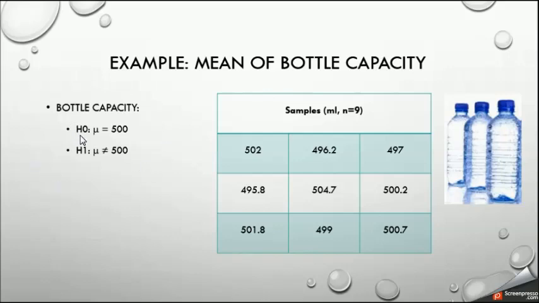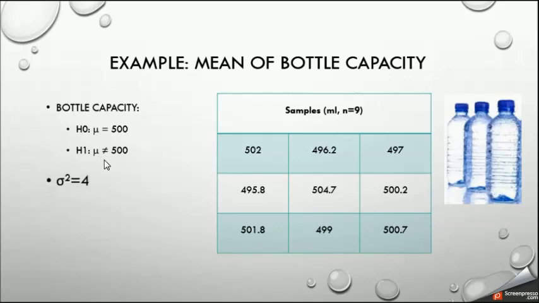We have an assumption, which is the null hypothesis. Our assumption is that the mean value of the water bottle capacity is 500 milliliters. We are worried that the mean value has changed to be not equal to 500. This is our alternative hypothesis.